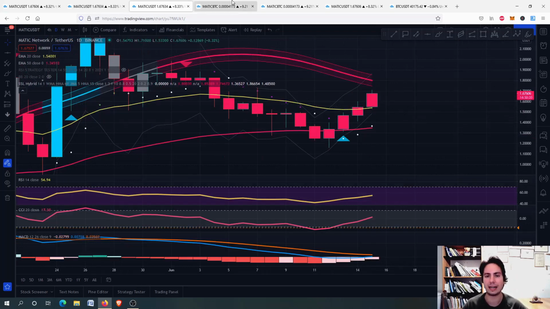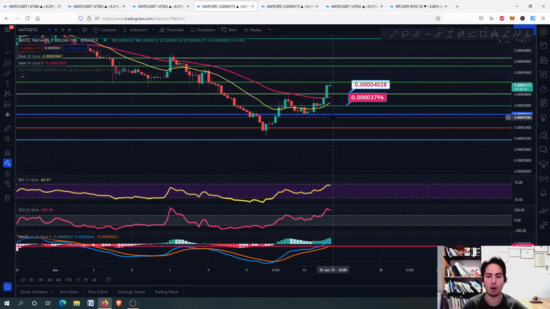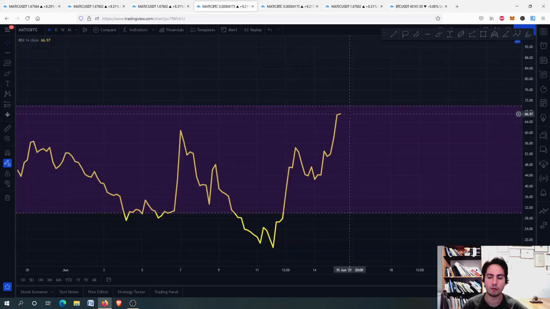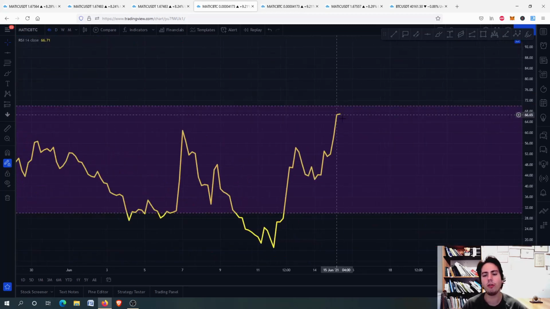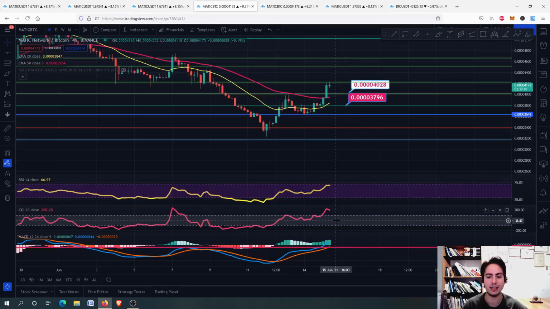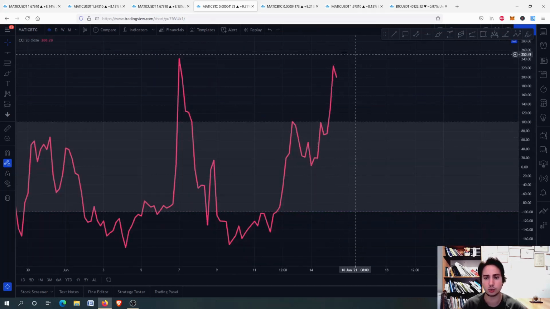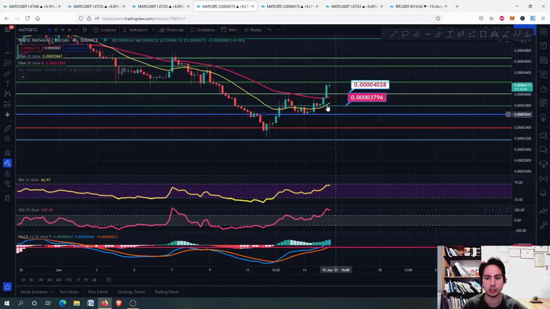So let's go to MATIC against Bitcoin. On the 4-hour frame, you can see we are in a sort of a position like the USDT, although for the RSI we are a little bit beyond the 70 level. For the commodity channel index, we are in an extreme overbought situation. Therefore, we might have found our resistance level right here, and now we might correct down to these support levels.